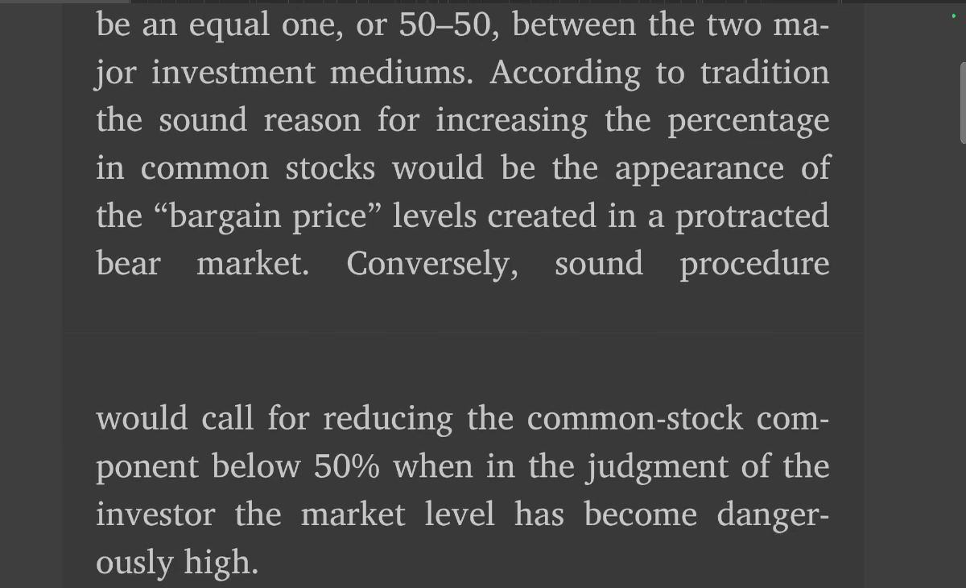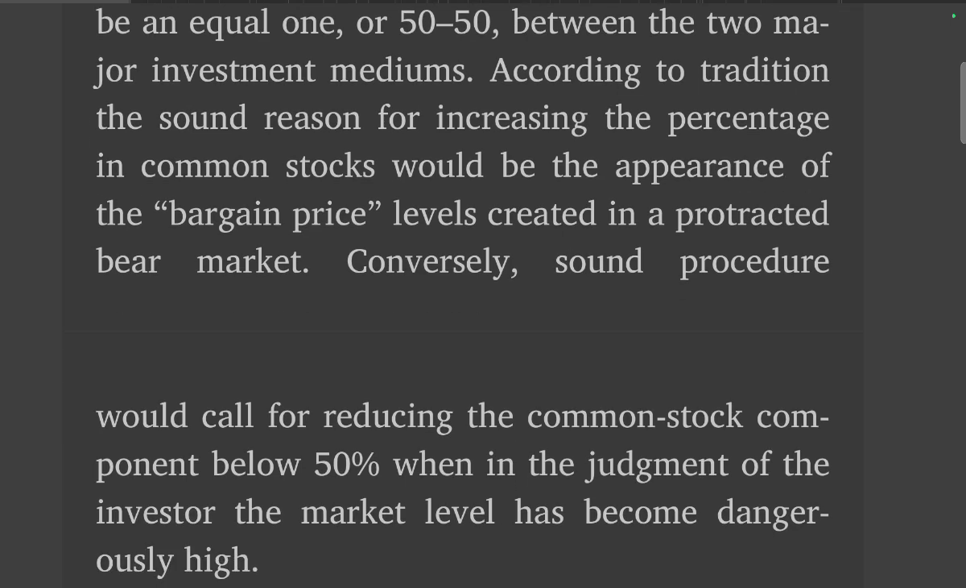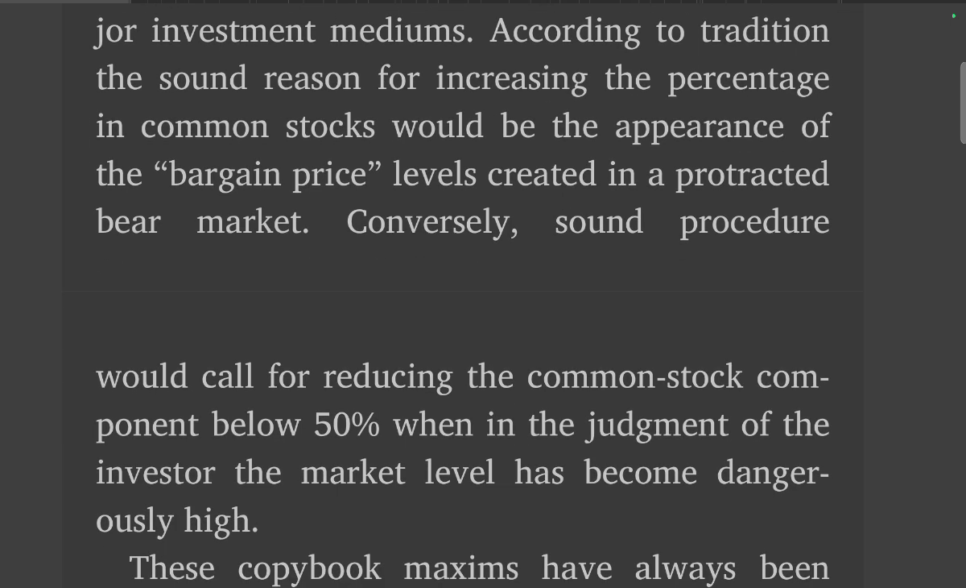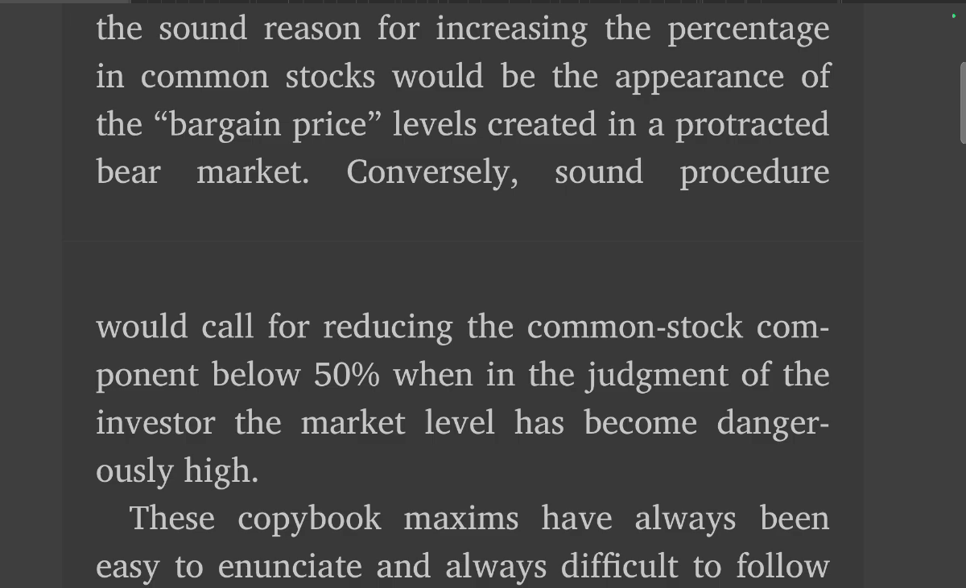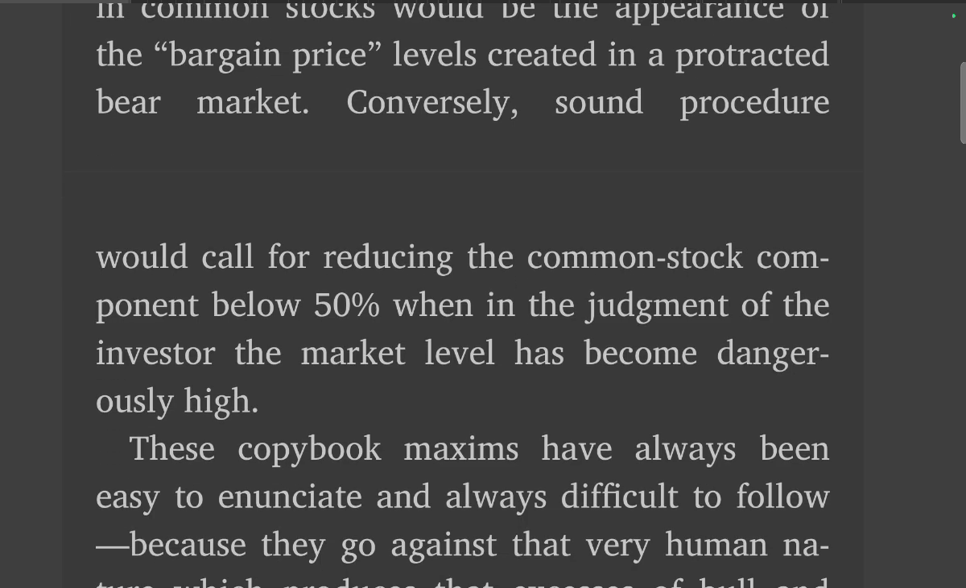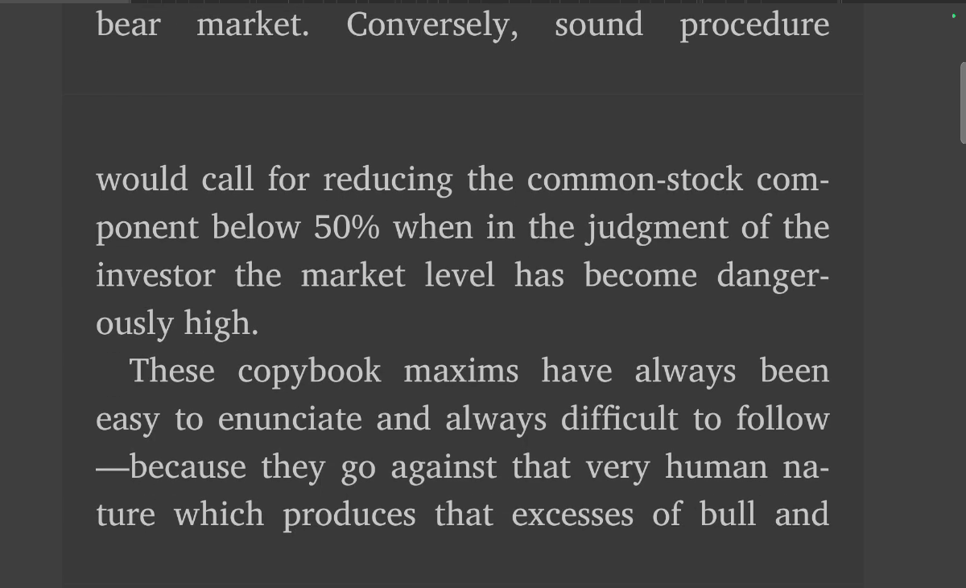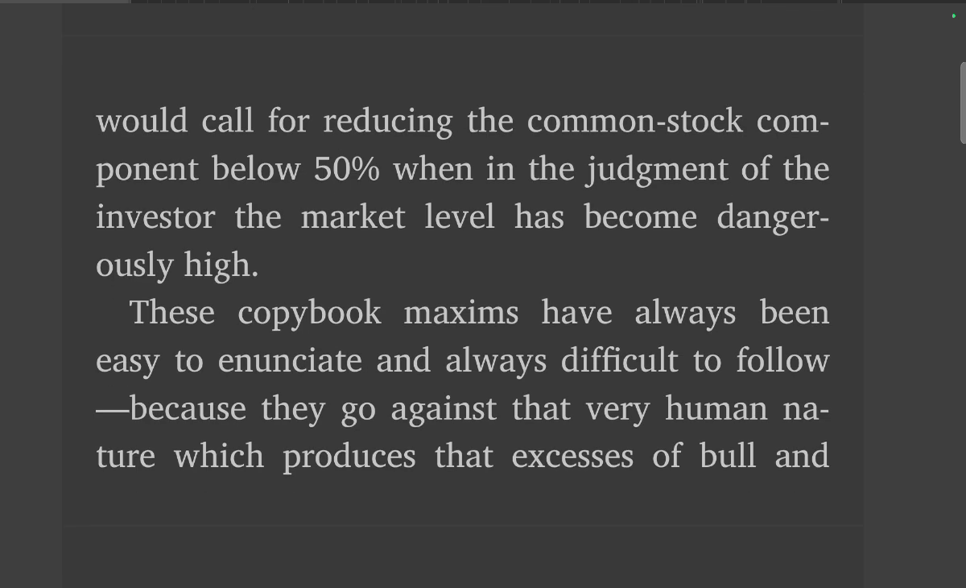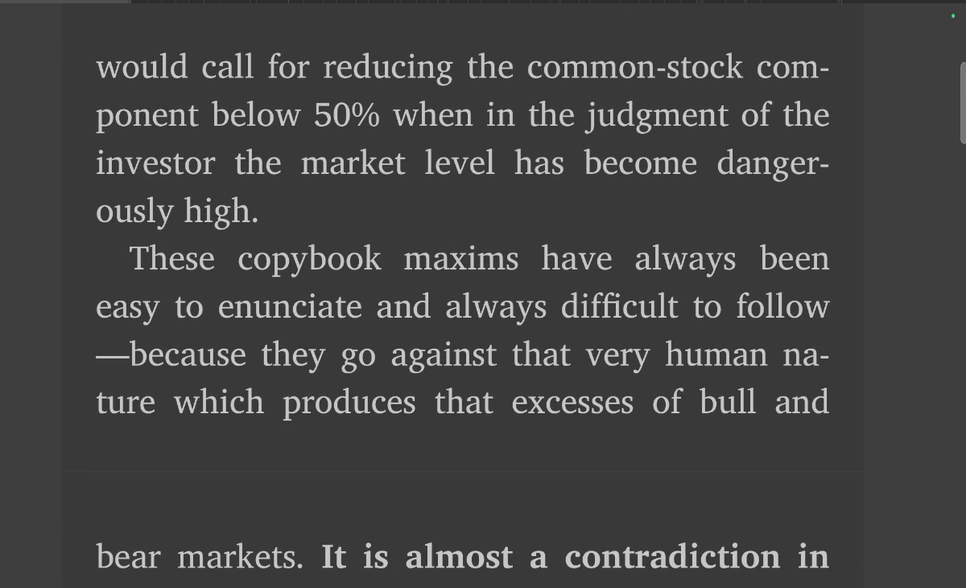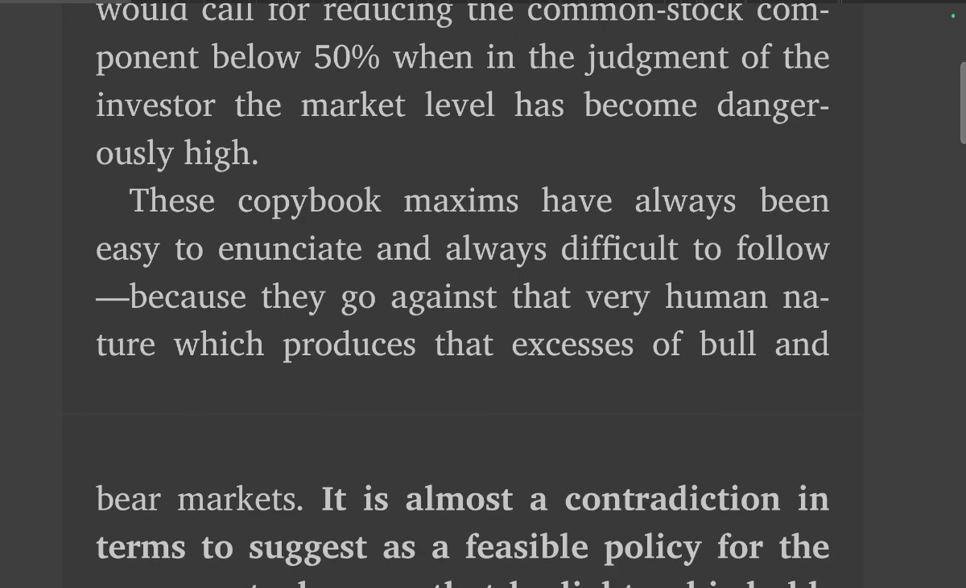According to tradition, a sound reason for increasing the percentage of common stocks would be the appearance of bargain prices, a level created in a protracted bear market. Conversely, sound procedure would call for reducing the common stock component below 50% if, in the judgment of the investor, the market level has become dangerously high.